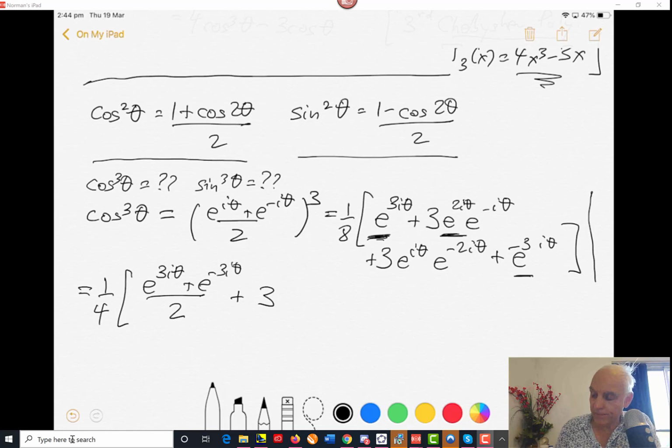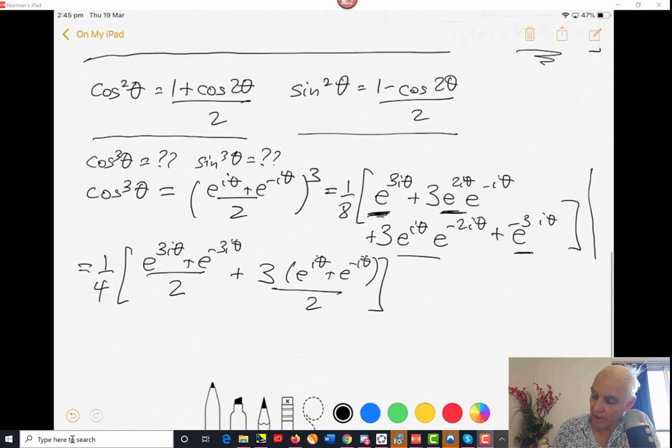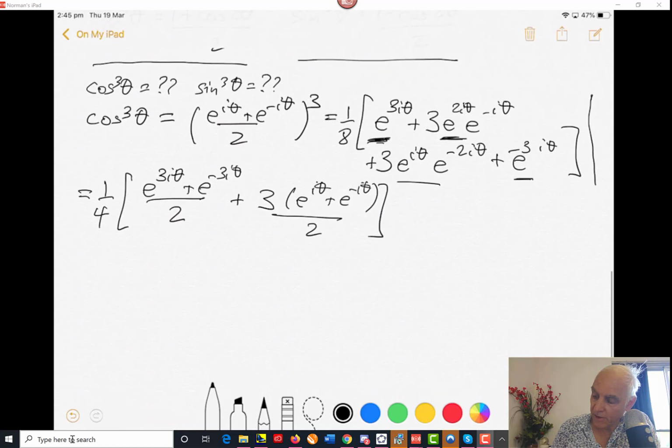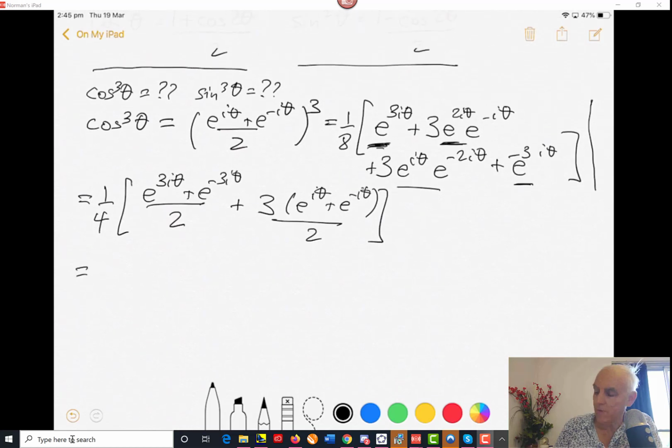Now, we also have a 3, and these terms here are what? Well, there's e to the 2i theta times e to the minus i theta. That's the same as e to the i theta. And this one here is e to the minus i theta. So it's e to the i theta plus e to the minus i theta. Okay? And we've agreed to bring the 2 in, so there's going to be a 2 in there like that.